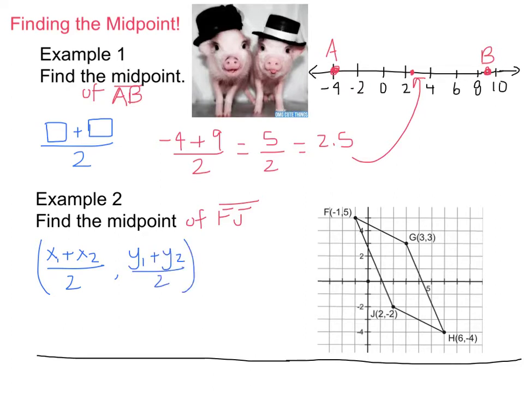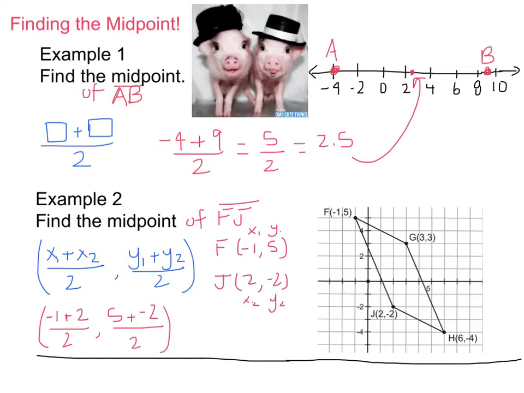So let's try this in action. Point F is at -1, 5, and point J is at 2, -2. If F is my first point, I'll call it x1, y1, and J is my second point, so I'll call it x2, y2. So if I put that into my formula here, the average of the x values would be -1 plus 2, those are my x values, divided by 2. And my y values would be 5 and -2, and then the average would be dividing that by 2.